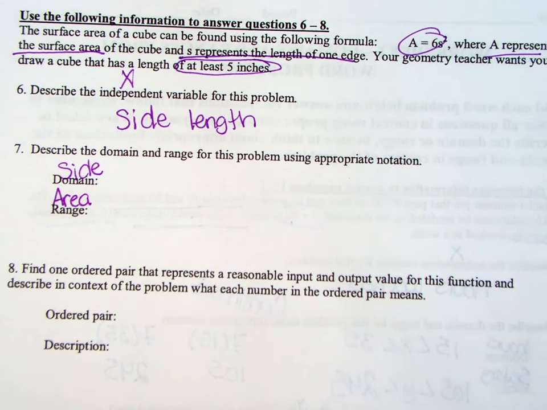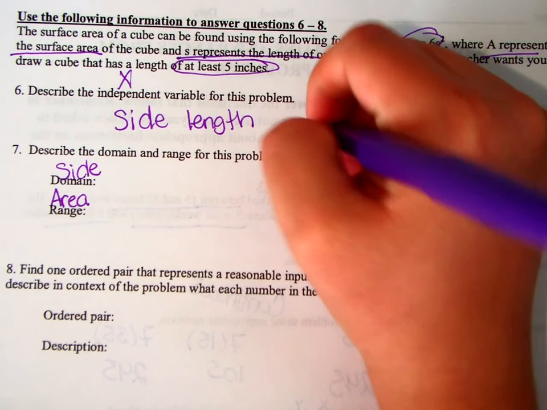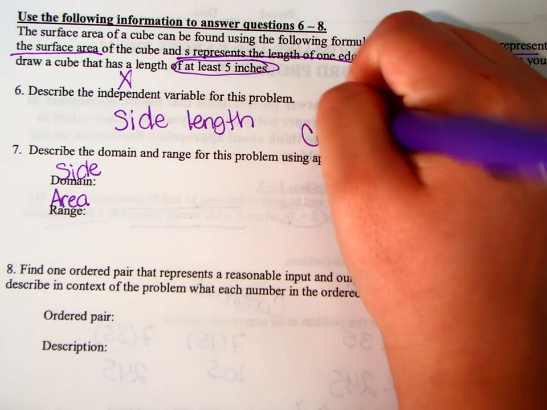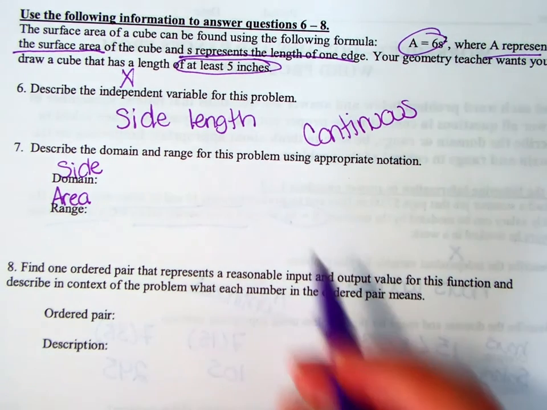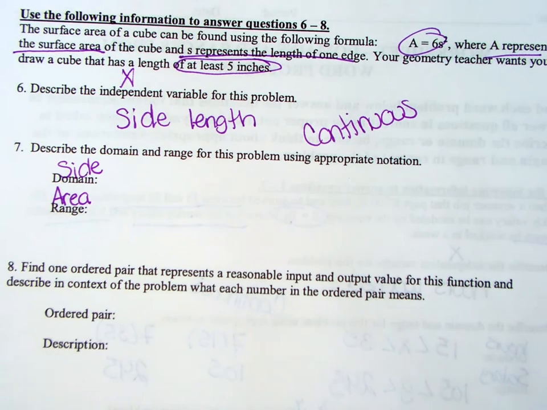Now, looking at the side, is it possible to have 5.2 inches or 5.5 inches? Yes, you can have decimals in there. So if decimals and fractions count, what are we talking about? Discrete or continuous? Continuous. Good. So, from continuous, how do we write those? With alligators or with the little mustaches? Alligators. Good.